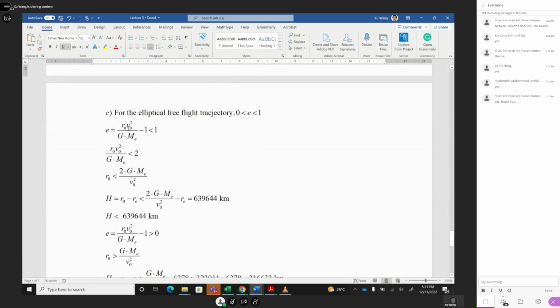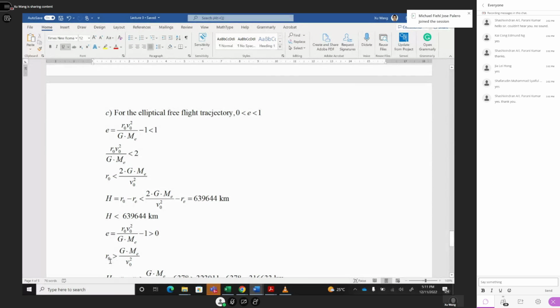We know the E is this one, less than 1, and you solve this one, less than 2, and you calculate R0 less than this one. Subtract the radius of Earth from both sides, and this is your H. You calculate that one. So if E is less than 1, you have a guarantee H should be less than this amount, 639,644 kilometer height.